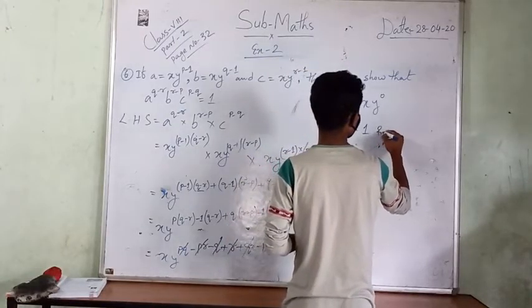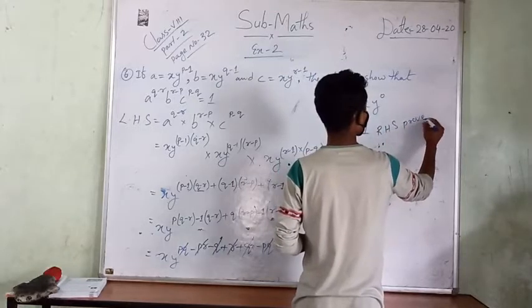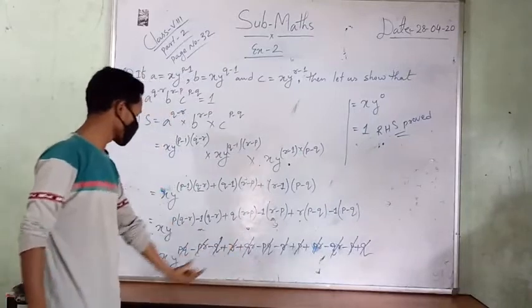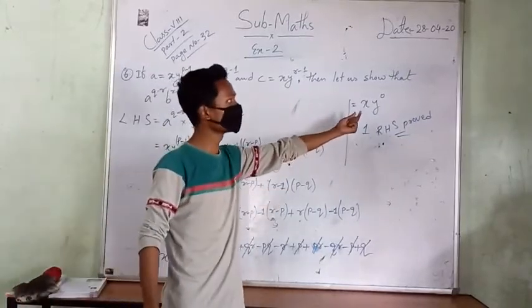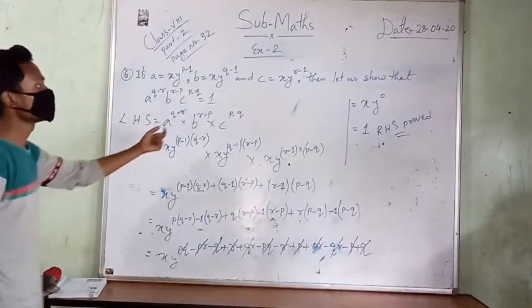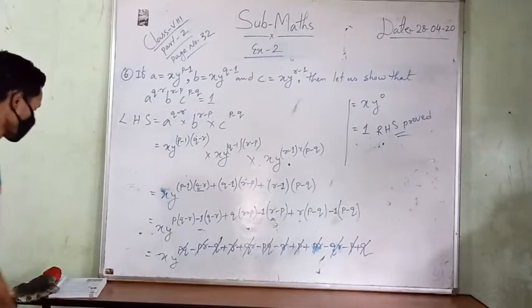Then that is RHS 2. All are cancelled. That means xy to the power 0, xy to the power 0 means 1. Then RHS closed. Look at the RHS, there is a 1. Then RHS closed.